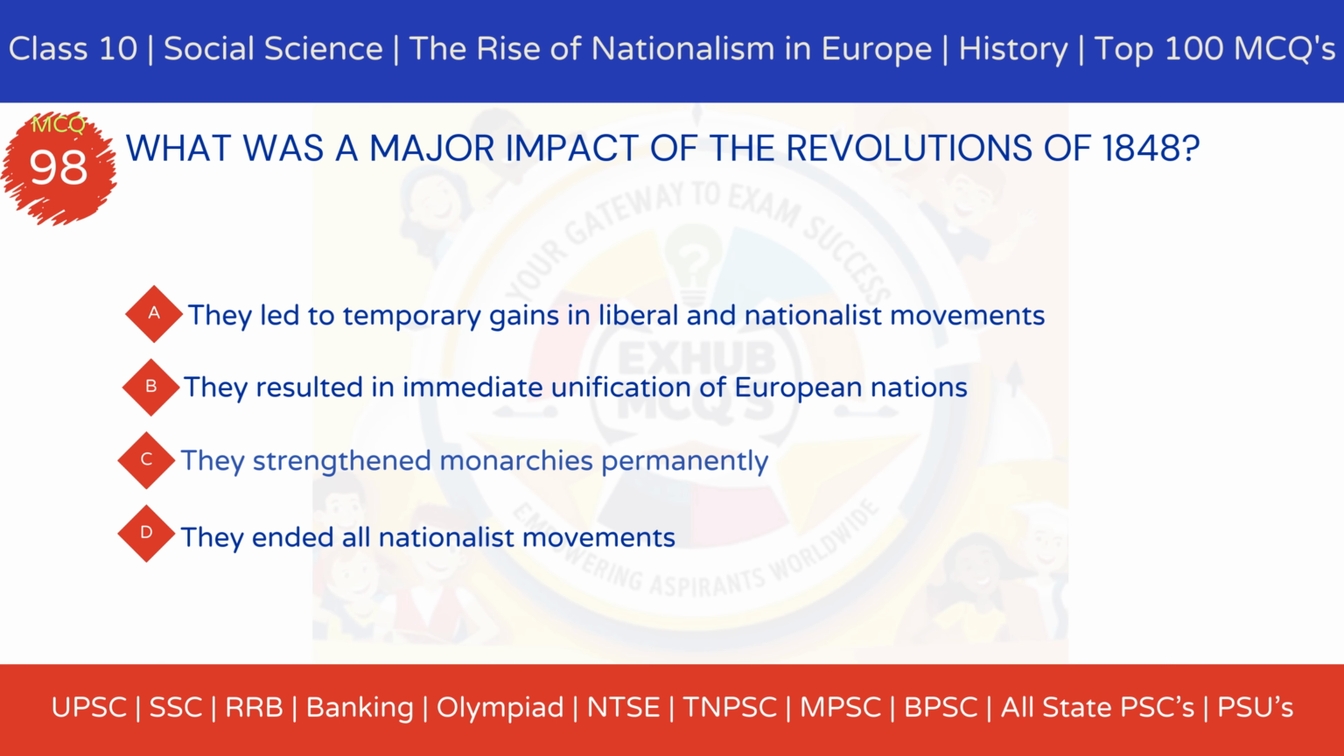What was a major impact of the revolutions of 1848? Option A. They led to temporary gains in liberal and nationalist movements. Option B. They resulted in immediate unification of European nations. Option C. They strengthened monarchies permanently. Option D. They ended all nationalist movements.